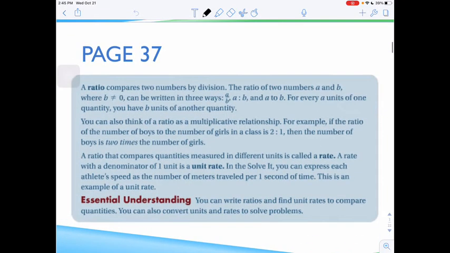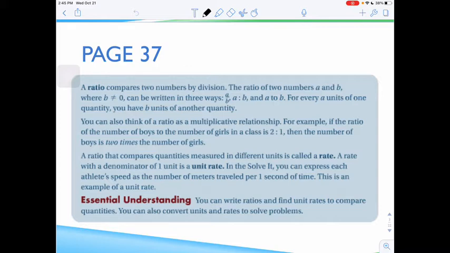On page 37, we have a ratio compares two numbers by division. The ratio of two numbers A and B, where B does not equal 0, can be written in three ways: A over B, A to B, and A:B. For every A units of one quantity, you have B units of another quantity.